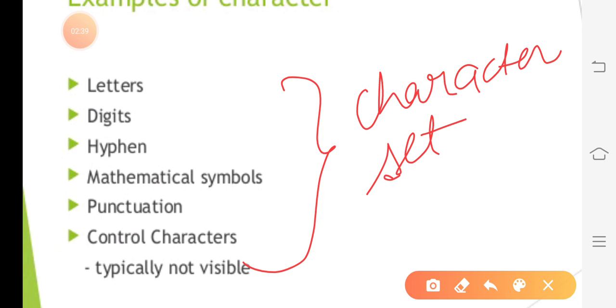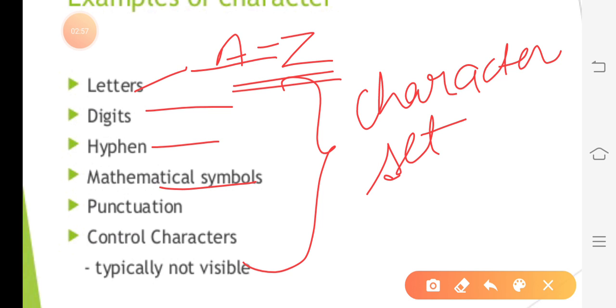Now, all these characters, these letters, digits, hyphen, mathematical symbols, should be converted into a form so that they can be easily understood by the computer system, because we know what? Letters we can understand. We can write A to Z here. It is a human readable form. But the computer does not understand it, because the computer understands only machine language or binary language. So it needs to be converted into another form. So we need a character encoding scheme.